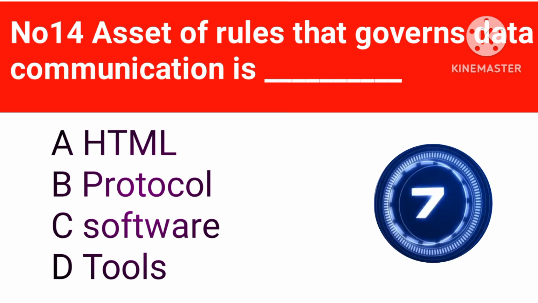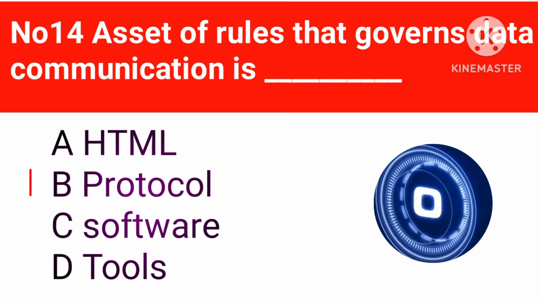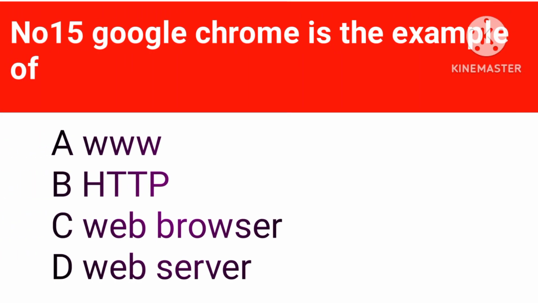Number 14. A set of rules that governs data communication is blank. A. HTML. B. Protocol. C. Software. D. Tools. Right answer is option B. Protocol.